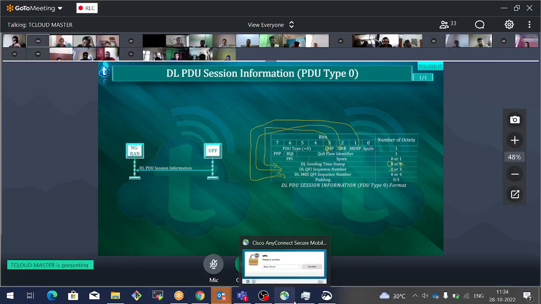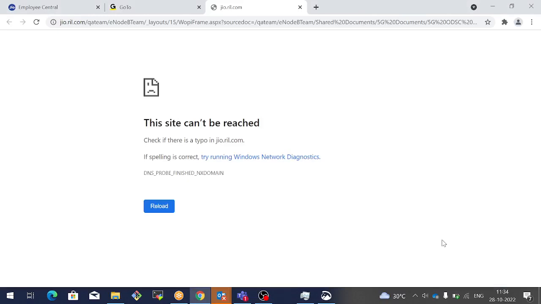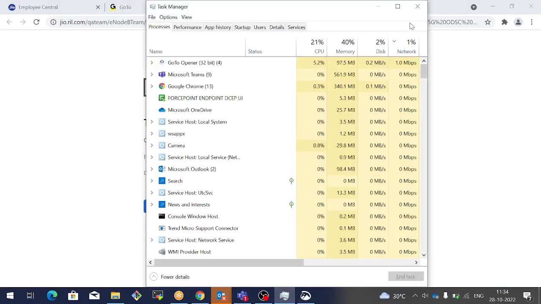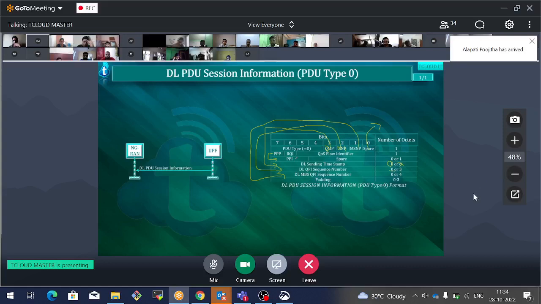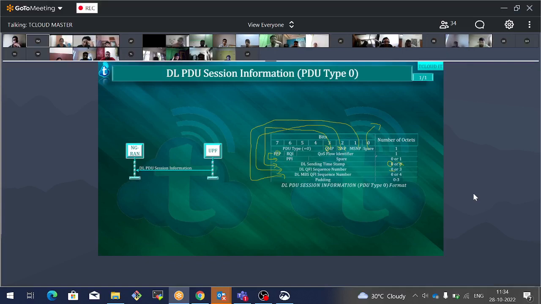Spare is for future purpose. There is no use with it right now for the time being. PPP flag will represent whether this PPI information is present or not. PPI is payload protocol identifier, but we have ignored that part anyway. But again, the point is, if it is set to 0, this PPI information would be absent. It would be 0 bytes. It won't be 1 byte. But if the PPP flag is set to 1, then this PPI information would be present with 3 bits. 5 bits will be filled with the spare. 1 byte of information would be present totally.